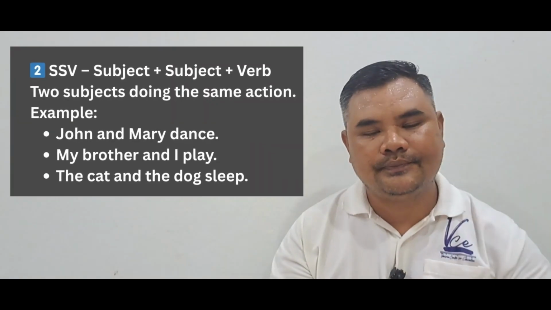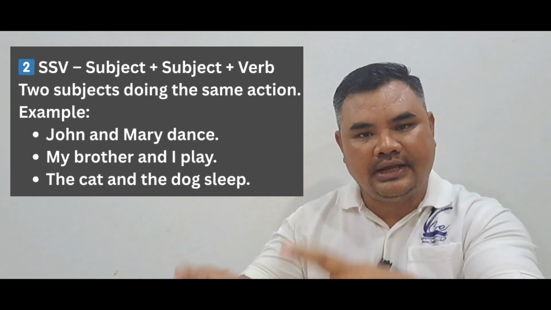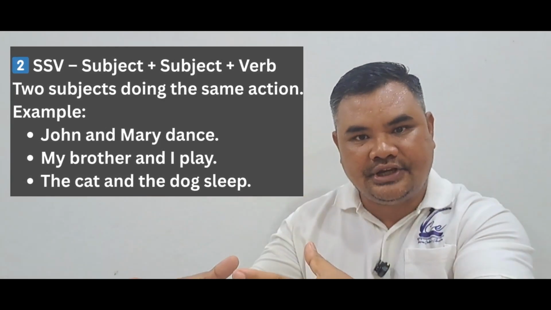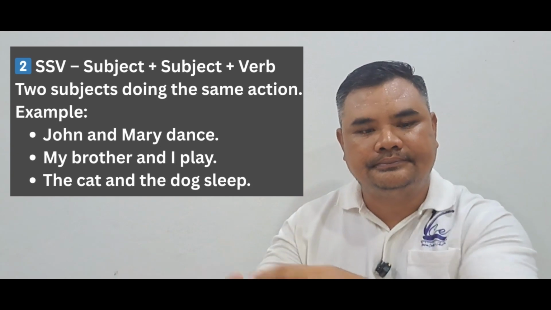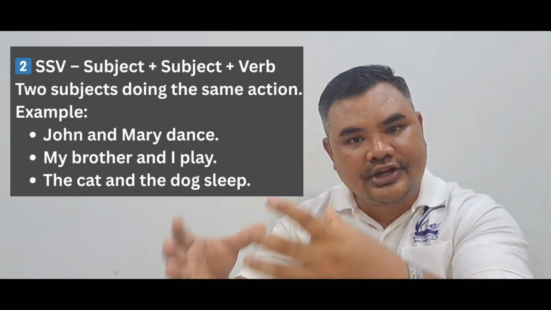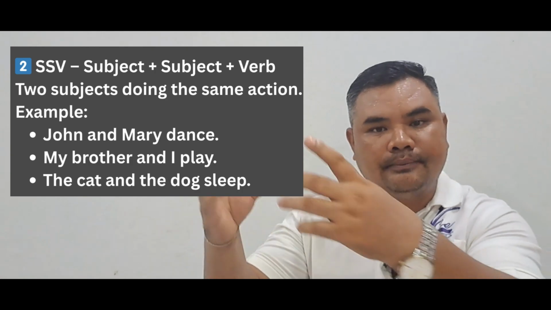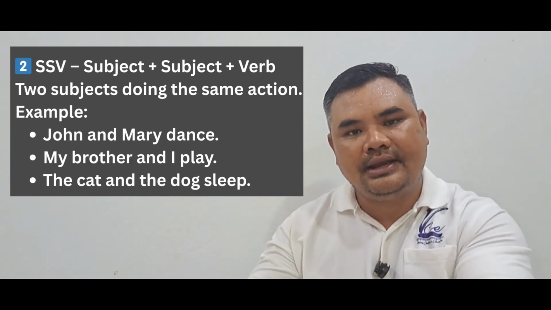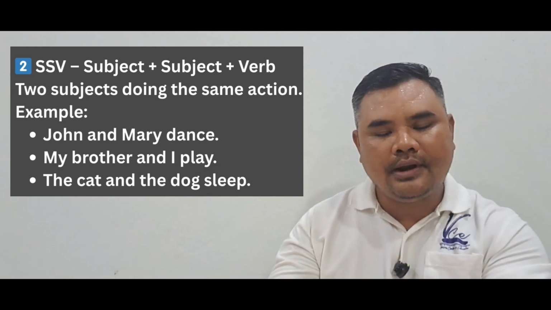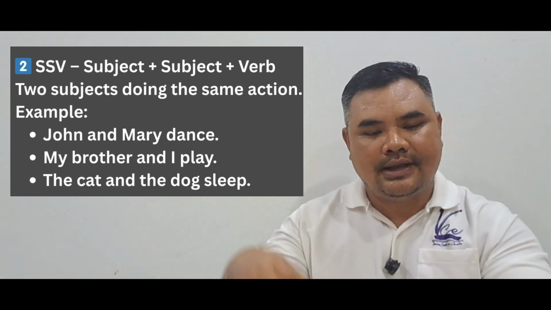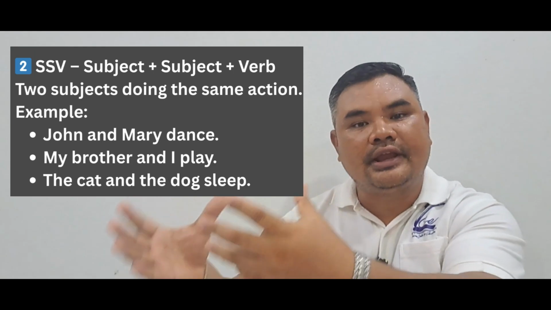Number 2, SSV. Subject plus subject plus verb. 2 subjects doing the same action. Example: John and Mary dance. My brother and I play. The cat and the dog sleep.